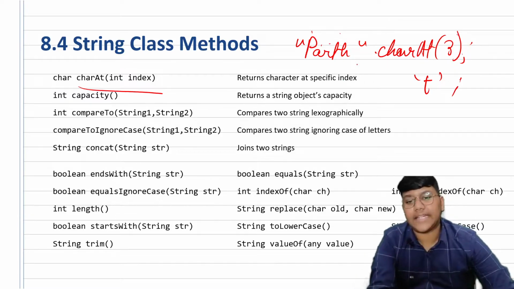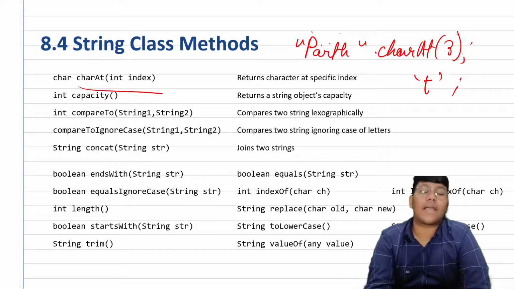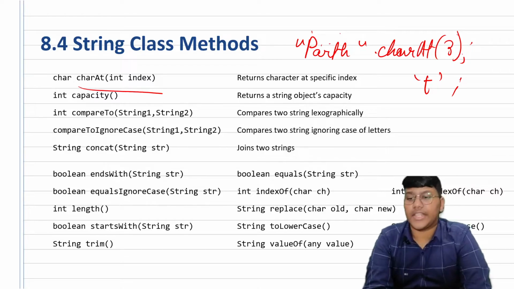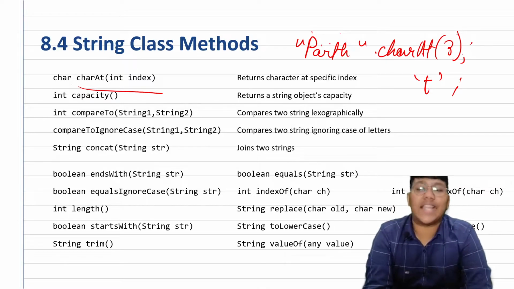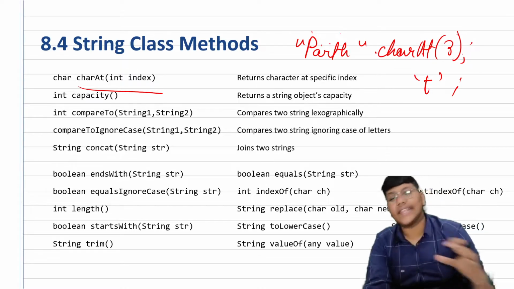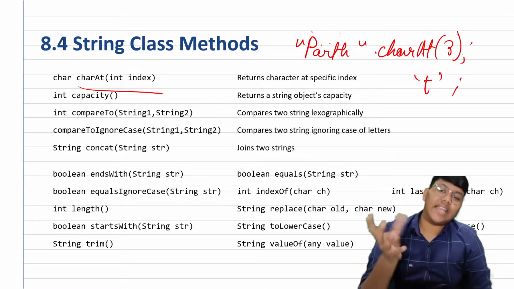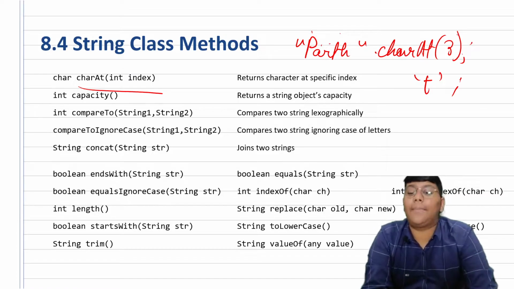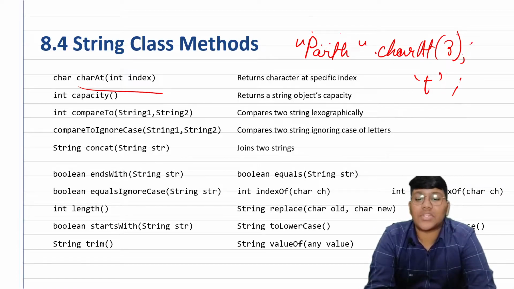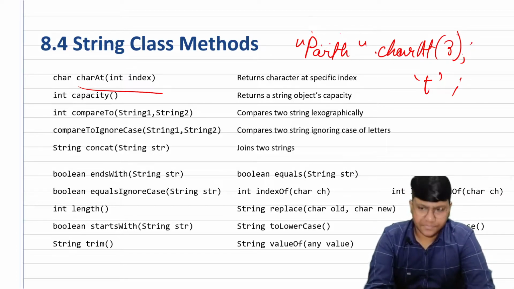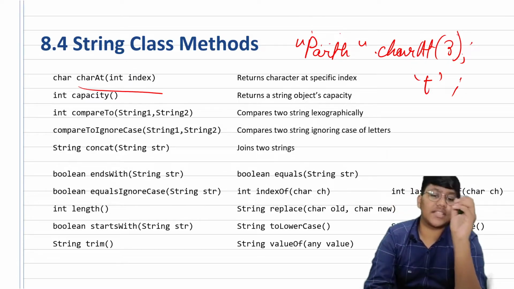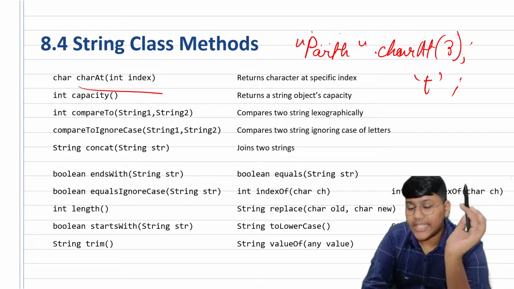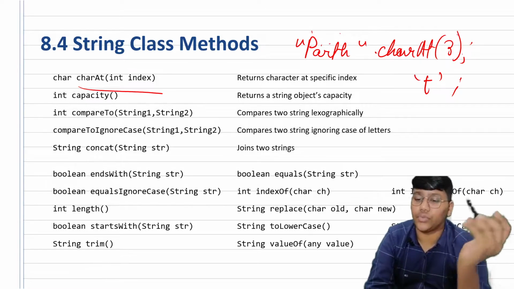Now int capacity returns the string object's capacity, the number of characters it can hold. Now int compareTo compares two strings lexicographically, that is, it compares the length of two strings. Then compareToIgnoreCase compares two strings ignoring the case of letters. String concat joins two strings.